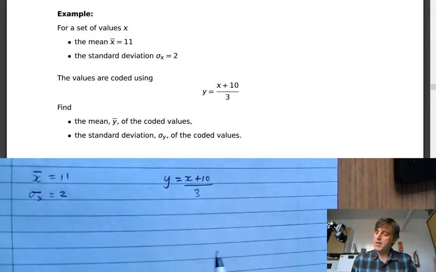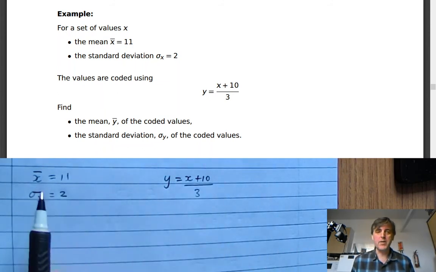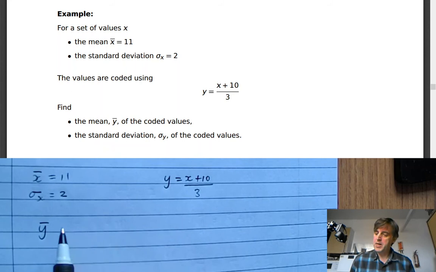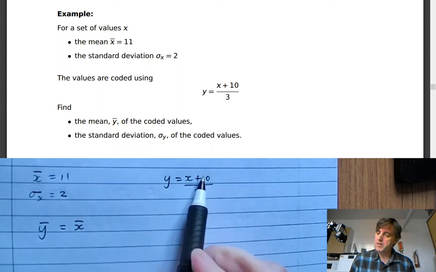So that means that the y values are going to be all the x values where we add 10 and divide by 3. We need to think about what each of those things do to the mean and the standard deviation one bit at a time. Let's consider the mean first. So the mean of the coded values is going to be the same as the mean of the original values, but we need to think about how these things are going to affect it.